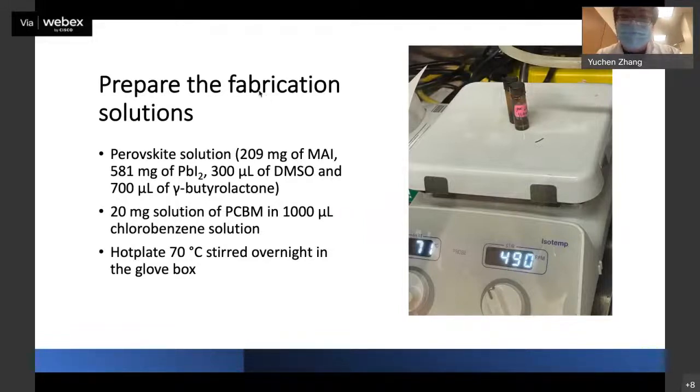Besides that, we have the PCBM solution that needs to be prepared as well. We usually have 20 mg PCBM in 1000 microliters of chlorobenzene solution. When we prepare them, we put them on the hot plate at 70 degrees and stir overnight. Those solutions take time to dissolve entirely. It takes several hours, at most 8 hours, depending on the materials that need to be dissolved.